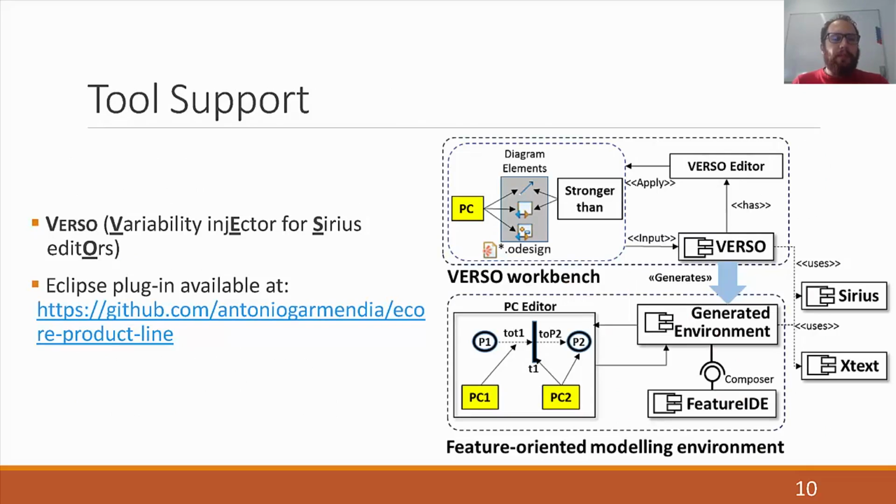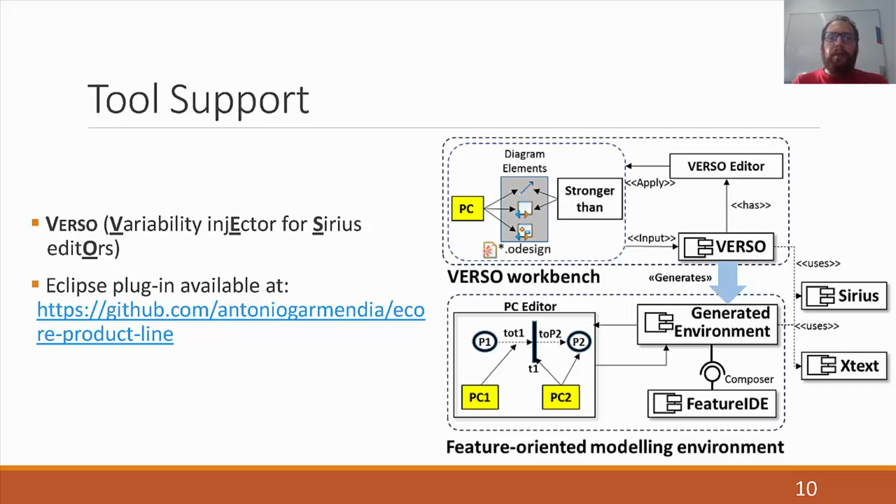So we have built an Eclipse plugin called Perso, which is available at this address. With this tool, we are able to automatically adapt existing graphical Sirius editors to allow the definition of models with variability. We use Sirius since it is widely used within Eclipse. The main component of Perso is its editor, which receives a model with the concrete syntax definition of an existing Sirius editor as input, with the extension odesign.